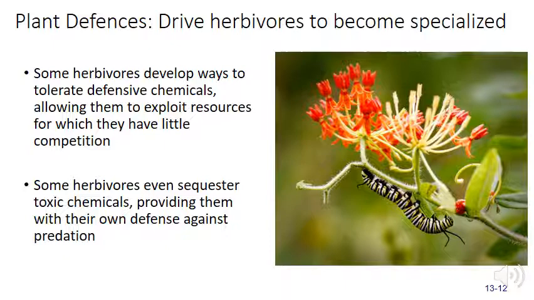Some of those insects, like the monarch caterpillars, can even actually sequester those toxic chemicals. So what that means is they can kind of store them in their own bodies, and those chemicals then provide them with their own chemical defense against predation. So monarch caterpillars suffer very little predation from birds because they're not really digestible. They contain this high level of cardenolide toxins.